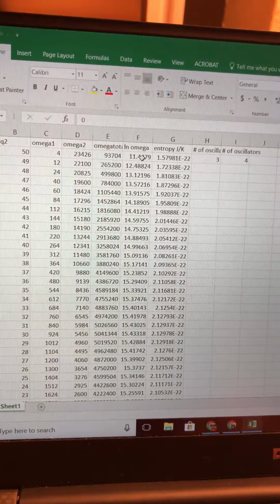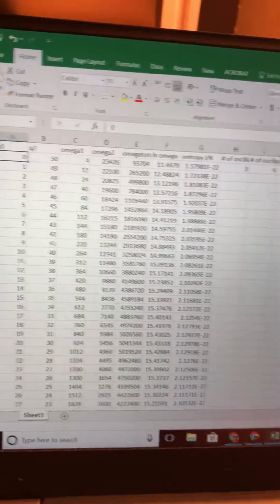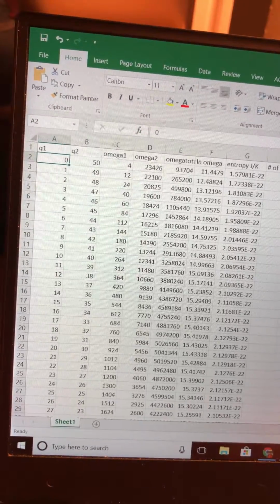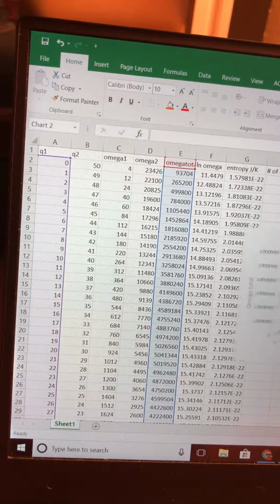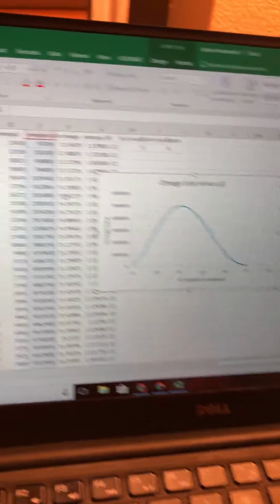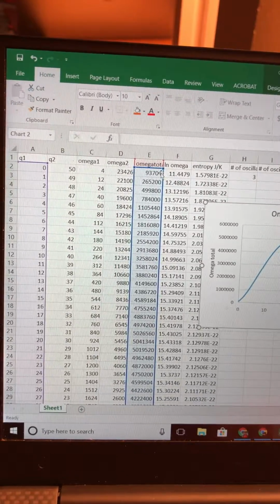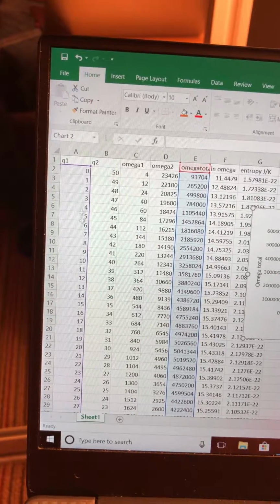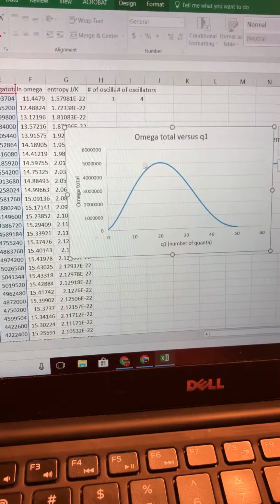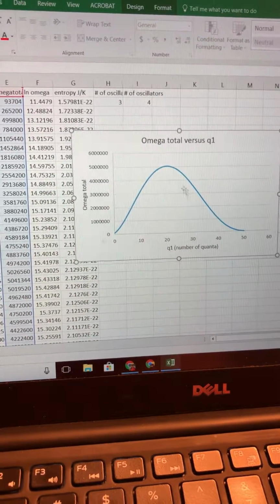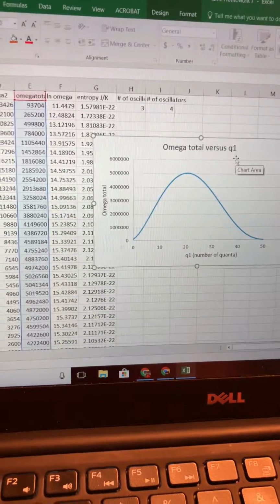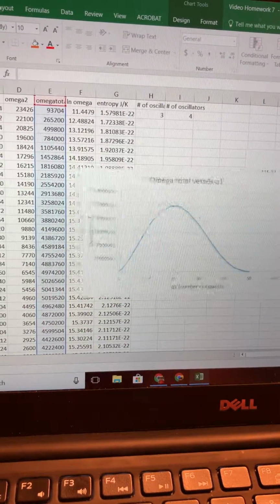And then to plot that number of microstates, here we go. In order to plot that, you have this graph: you take omega total versus Q1, the quanta of energy for one of the boxes, and it gives you this graph, which shows the total number of microstates over 50 quanta of energy between two objects. So that's what I did for that one.